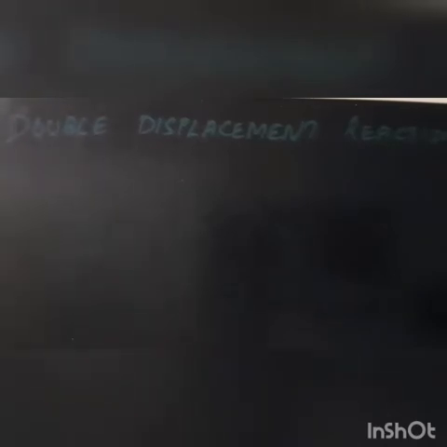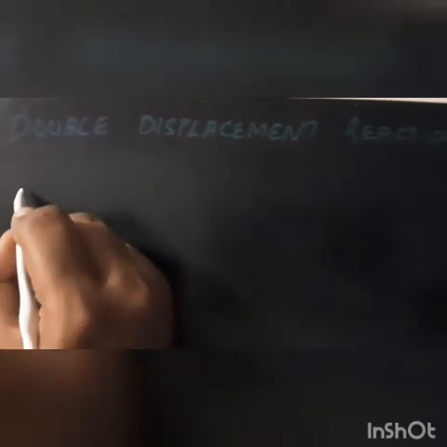Next type is double displacement reaction. The same like the displacement reaction which we saw. In this reaction, new compounds are formed by mutual exchange. That means two of them are exchanging their seats. I'll show you with an example.